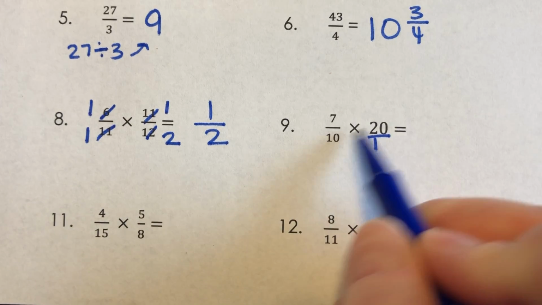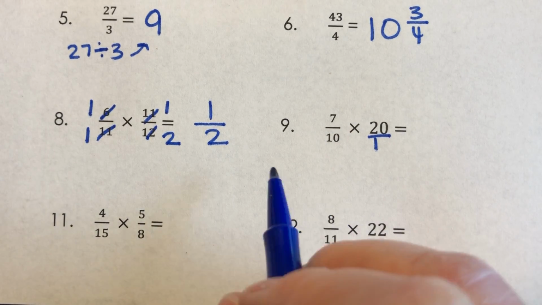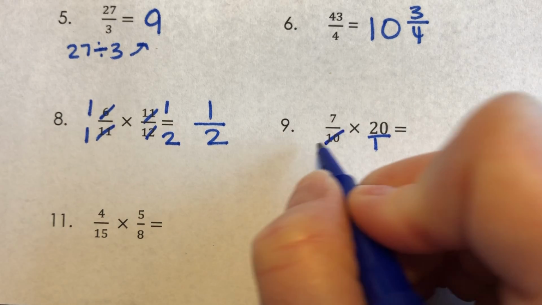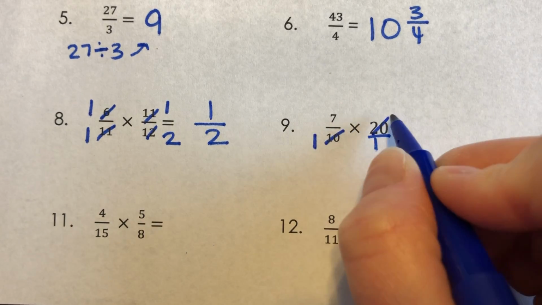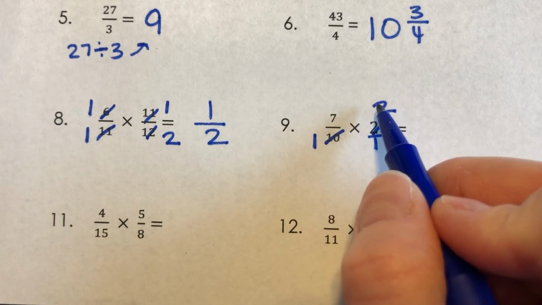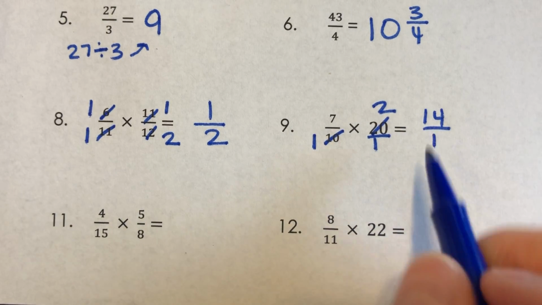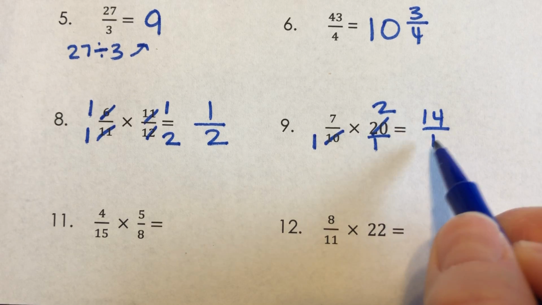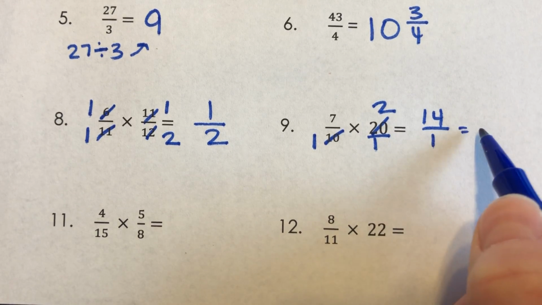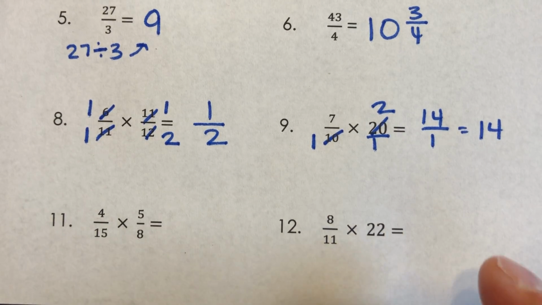Or we can say, hey, 10 and 20, 10 goes into both of those. 10 goes into 10 once, 10 goes into 20 twice. And 7 times 2 is 14, and 1 times 1 is 1. And right now that's improper. This means 14 divided by 1. That's what this means, and 14 divided by 1 is 14.